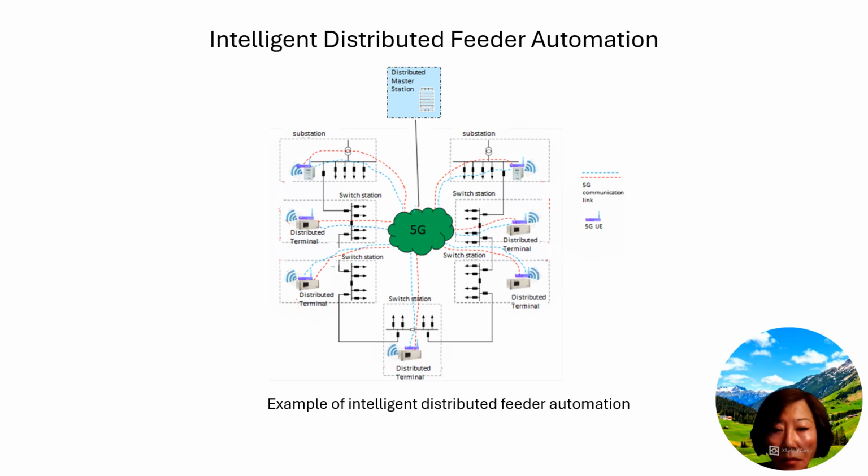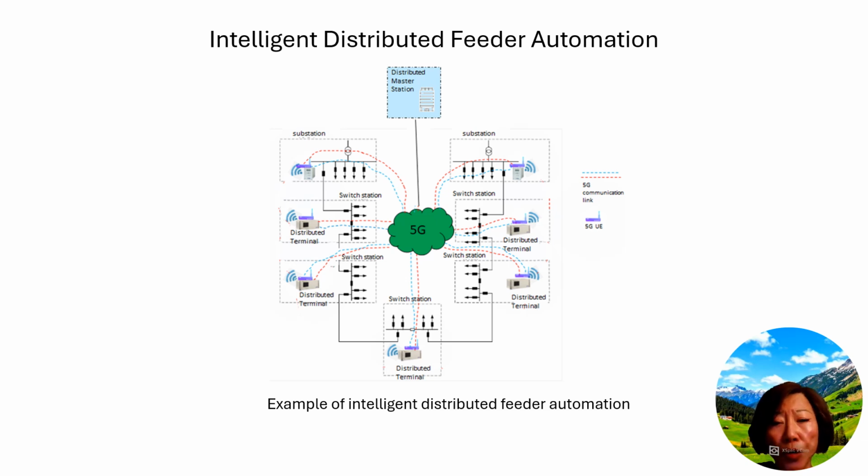Pardon me. Here's another diagram. It's very small. I don't know if you can see all the text on the picture. This is about the intelligent distributed feeder automation system supported by 5G connections, and it is designed to perform intelligent judgment analysis, fault location, and power supply restoration for non-fault areas.